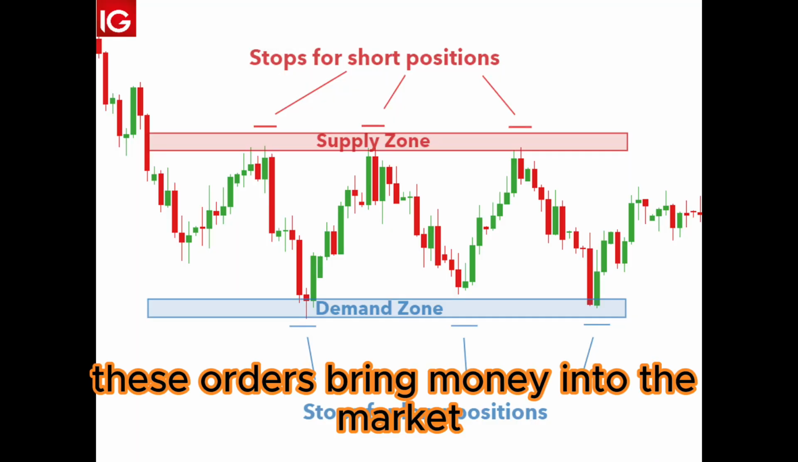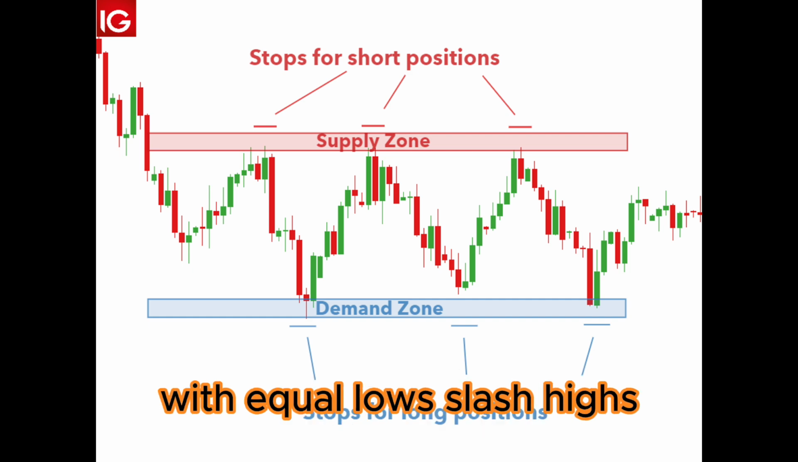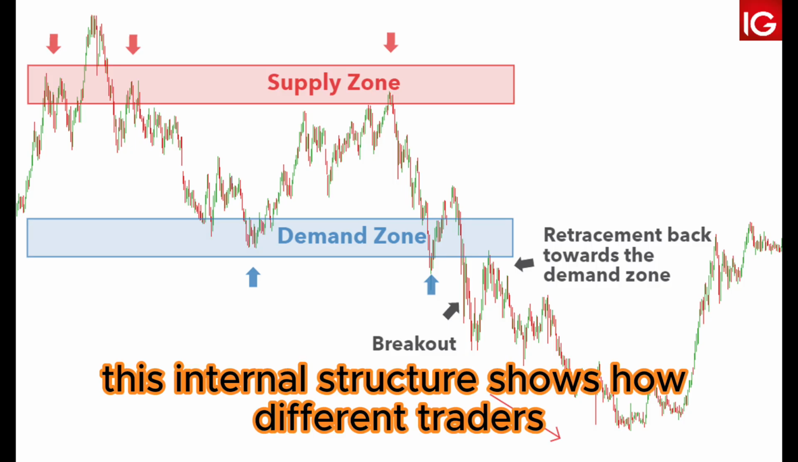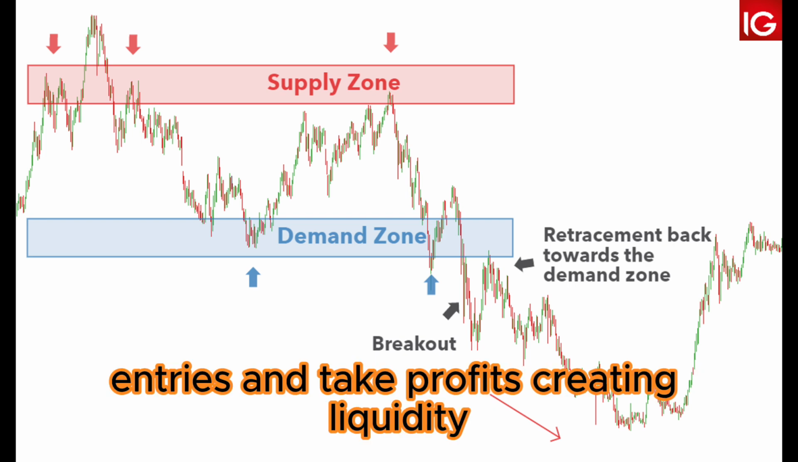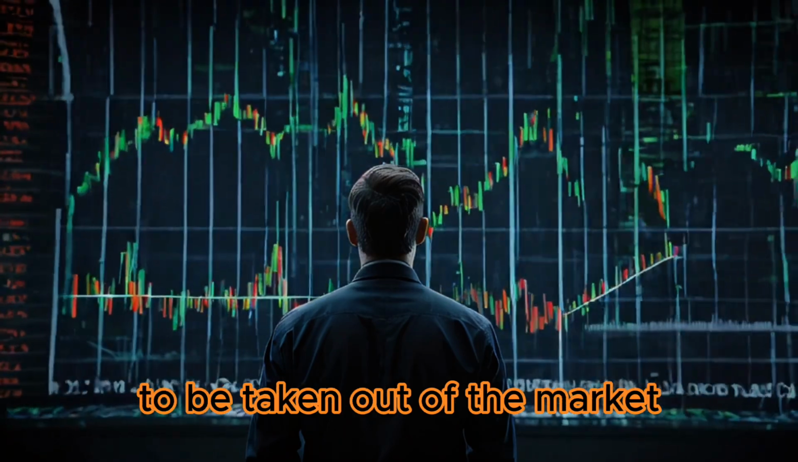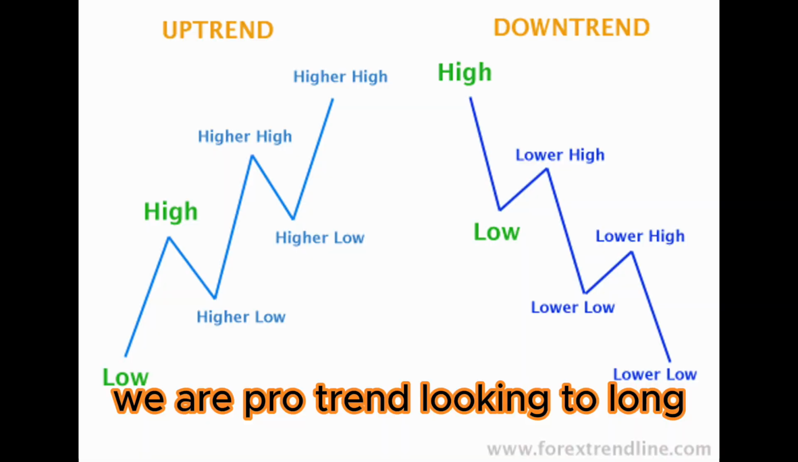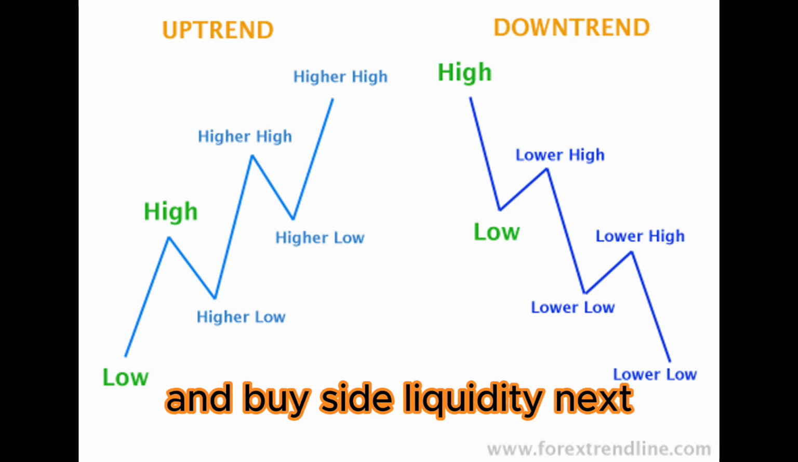When triggered, these orders bring money into the market. Traders place stop losses at trend lines, equal lows/highs, time-based highs, external swing highs, etc. This internal structure shows how different traders see different things and place their stop losses, entries, and take profits, creating liquidity. We aim to wait for everyone to be taken out of the market. For instance, with step 2, we are pro-trend, looking to long, targeting sell-side liquidity first and buy-side liquidity next.